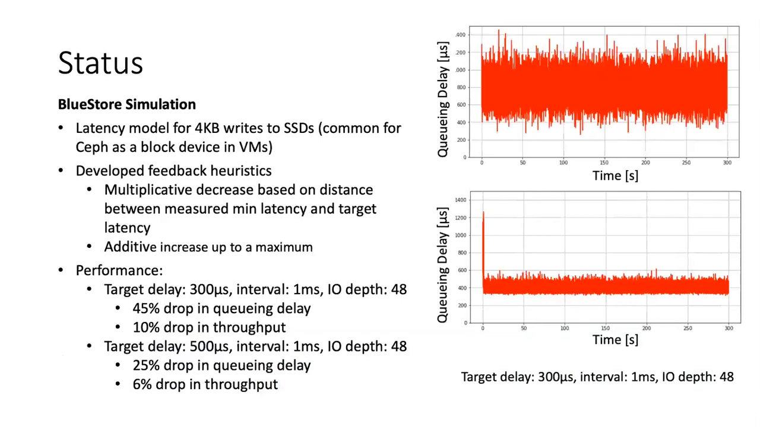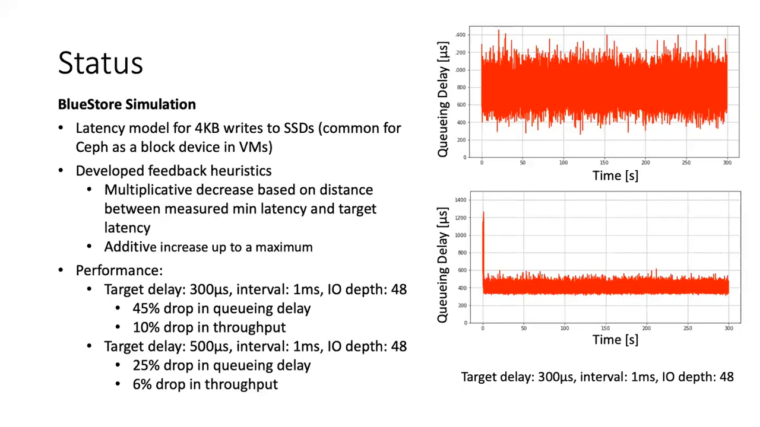We ran the simulator with and without CoDel using different target delay intervals and IO depths. IO depth is the number of requests in flight and is determined by the workload generator. We assumed that a reduction of throughput of no more than 10% is acceptable.